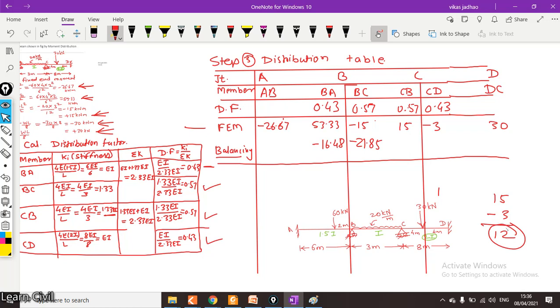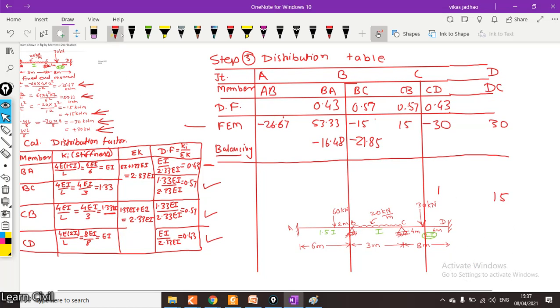Therefore we have to apply a balancing moment. That means we have to apply a moment of equal magnitude but opposite direction or opposite sign. So we have to apply a moment of minus, just a minute. Okay, here we have 30. Sorry, yes, it is 30 here. So the balancing moment will be different now. We have here 15 minus 30, so this will be minus 15. This will be the unbalanced moment here.